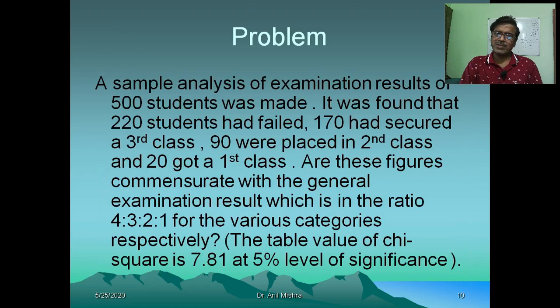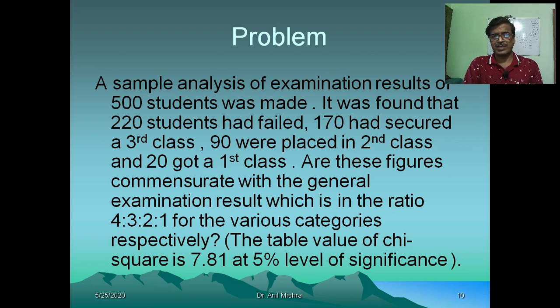Now, if we move to the next problem, here the data is given that a sample analysis of the examination results of 500 students was made. That means in an exam 500 students appeared. It was found that 220 students failed, 170 secured third division or third class, 70 were placed second class, and the rest 20 got first class. Is this figure commensurate with the general examination result of the ratio 4:3:2:1? These are the standard results.